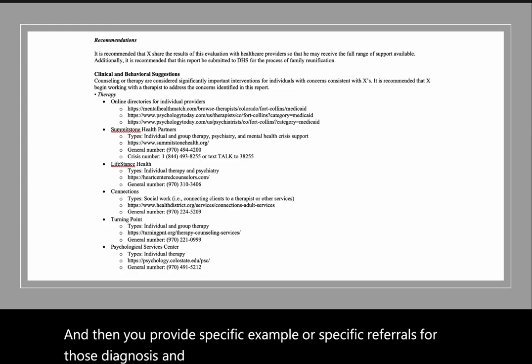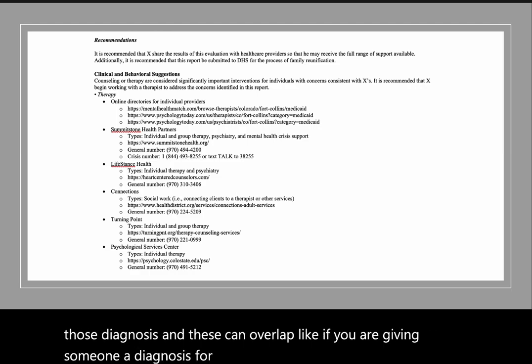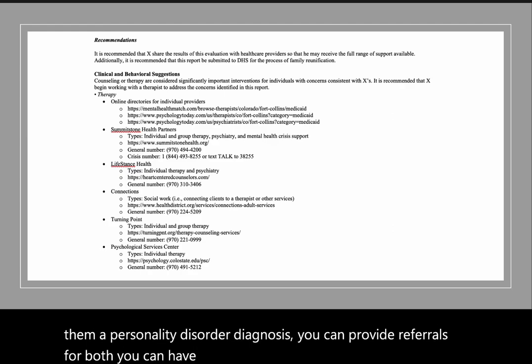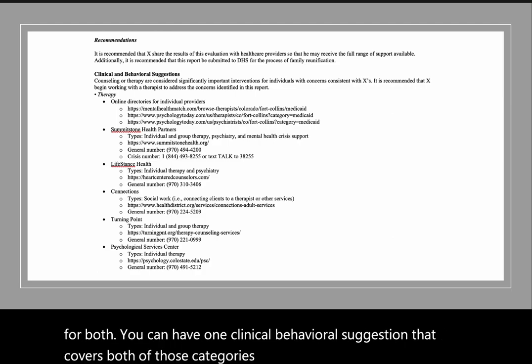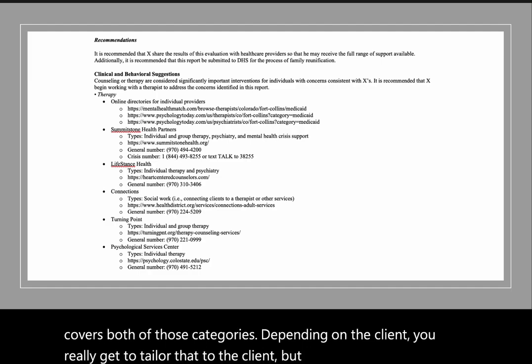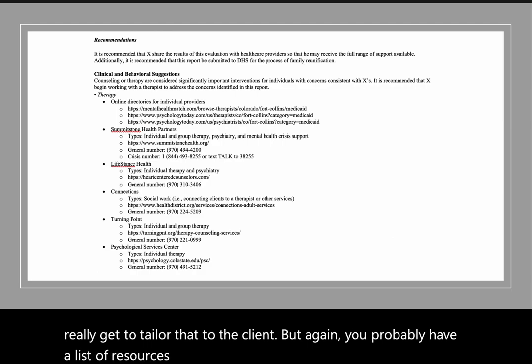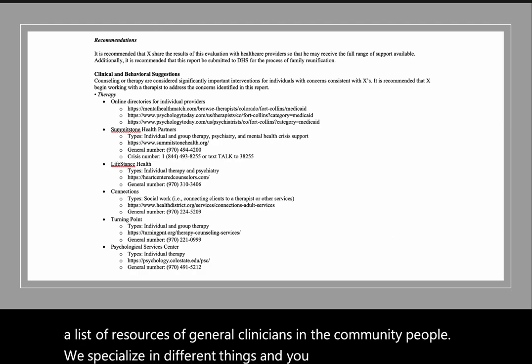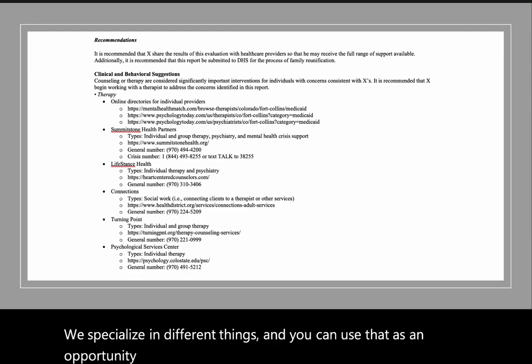And these can overlap. Like if you are giving someone a diagnosis for substance use, but you're also giving them a personality disorder diagnosis, you can provide referrals for both. You can have one clinical behavioral suggestion that covers both of those categories, depending on the client. You really get to tailor that to the client. But again, you probably have a list of resources of general clinicians in the community, people who specialize in different things, and you can use that as an opportunity to sort of tailor the services that you're providing.